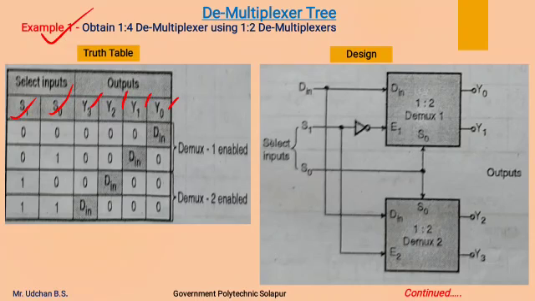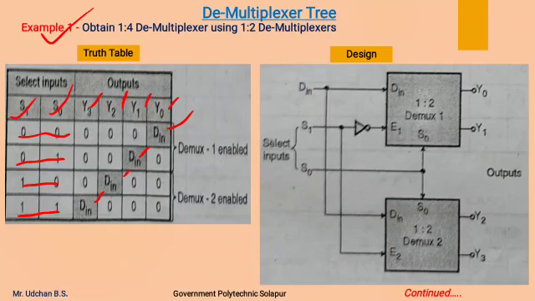As per the truth table, when the select lines are 0 0, then the data input will appear on the Y0 line, as the Y0 line gets selected. When the select line status is 0 1, then the data input will appear on the Y1 line. When the select line status is 1 0, the data input appears on the Y2 line. When the select line status is 1 1, then the data input appears on the Y3 line. This is how the 1:4 demultiplexer operates.